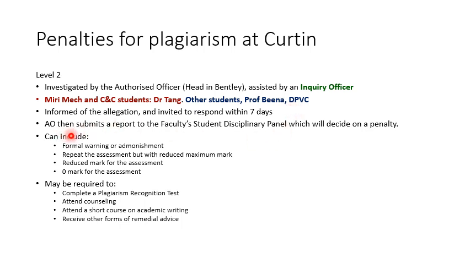So the AO will then submit a report to the faculty student disciplinary panel, which will decide on the penalty. Basically, the IO will carry out the investigation and inform the findings to the AO. So the AO will then convey those findings to the SDP, who will decide on the penalty.